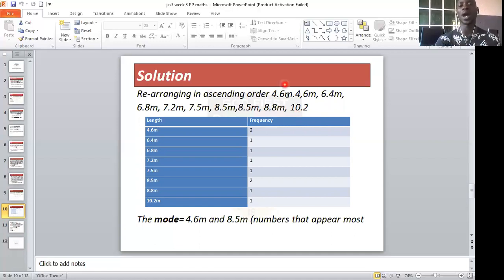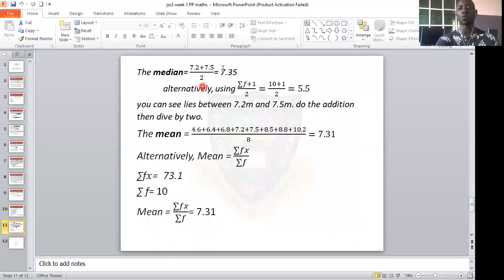So let's go 1, 2, 3, 4. Stop here. So go again 1, 2, 3, 4. So the numbers in the middle are 7.2 and 7.5. We sum them together and divide by 2. So 7.2 plus 7.5 divided by 2 will give 7.35.